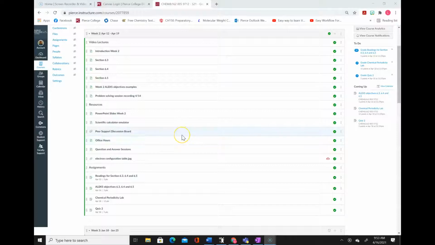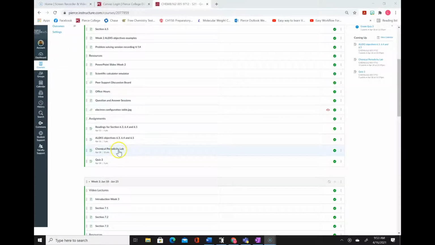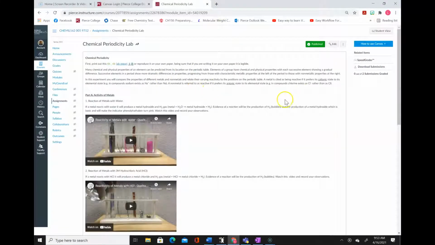Okay guys, so I want to have a quick look at the chemical periodicity lab, and I'll just pop that up now. Here it is. And so what you've got is this lab report here. It says print it out. You don't need to print it out. You can reproduce it on paper if you want to, but you need this lab report where you're going to put in your data and also answer some questions.